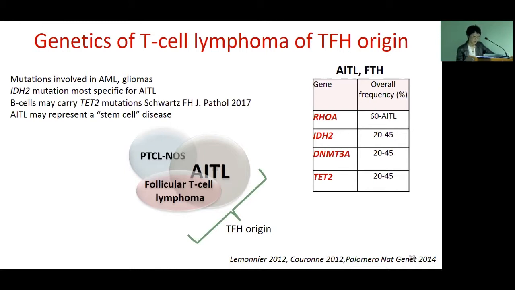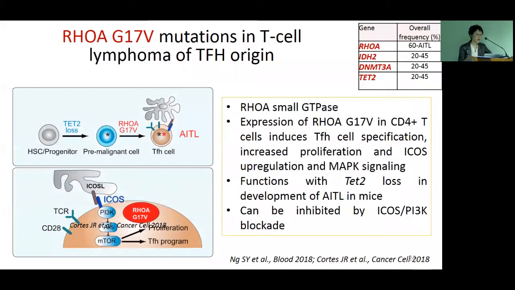And so these are studies that show that some of these mutations may identify a cell of origin and help us distinguish these from T-cell lymphoma NOS. So RHOA mutations almost never are found in T-cell lymphoma NOS and should be found selectively in tumors that arise from the TFH subtype. What are RHOA mutations?